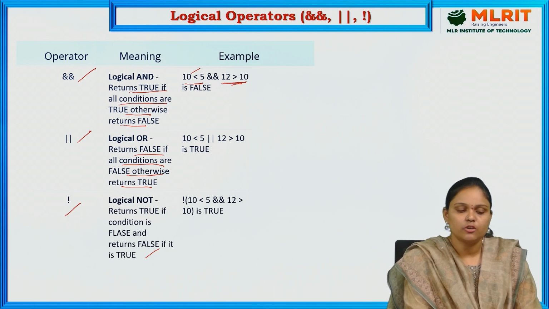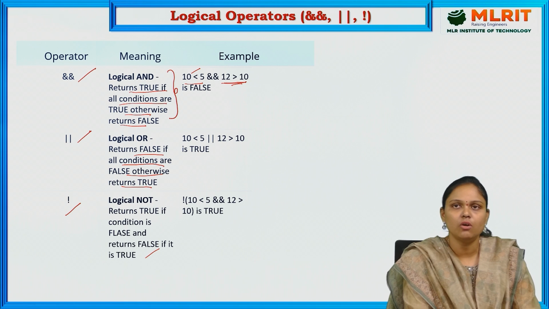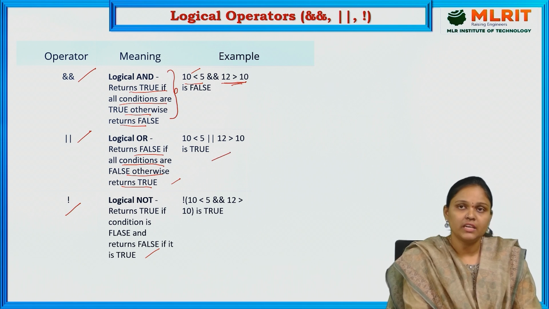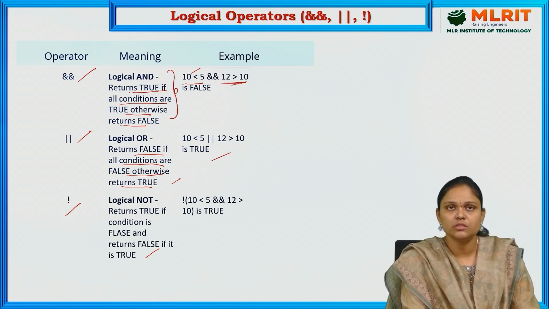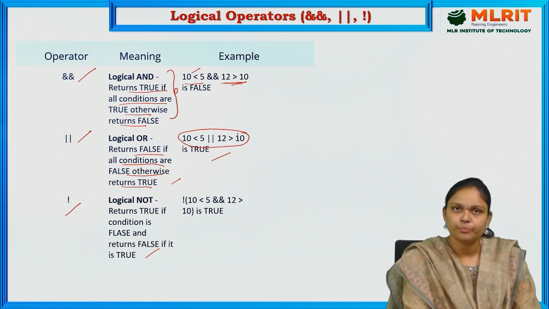In the logical AND operator, it is clearly mentioned that it returns true only if all conditions are true. If any of the conditions is false, we need not check the other conditions because obviously the expression will be false. And coming to the logical OR condition, if any one of the conditions is true, then by using this logical OR, we can tell this complete expression is true.